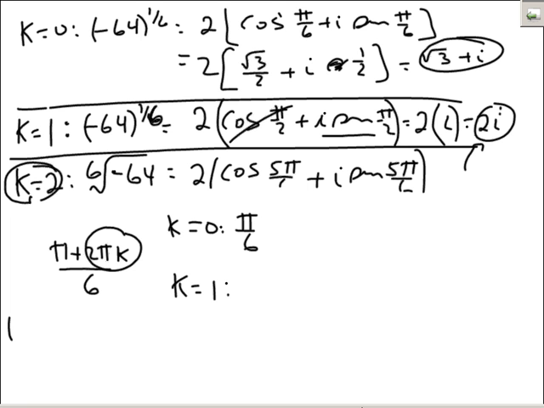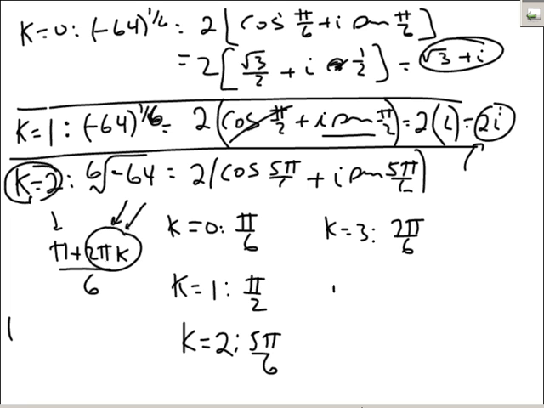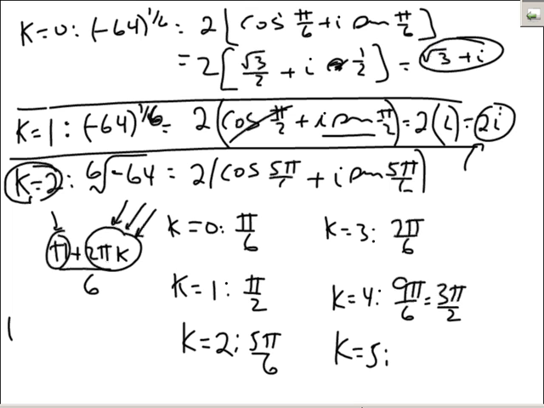3 pi over 6 or pi over 2. If k is 2, then this will be 4 pi plus the pi in front. That's 5 pi over 6. If k is equal to 3, you get 6 pi plus 1 pi. That's 7 pi over 6. If k is 4, this will be 8 pi plus 1 is 9 pi. 9 pi over 6 is 3 pi over 2. If k is 5, then this will be 10 pi plus 1 pi. That's 11 pi over 6.